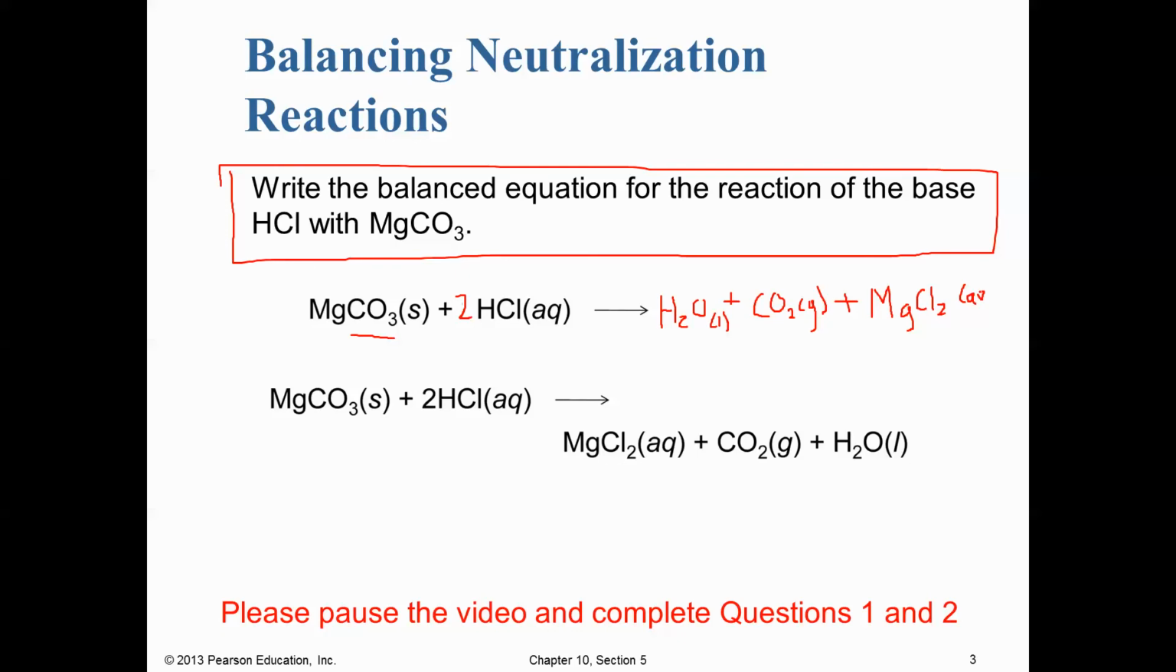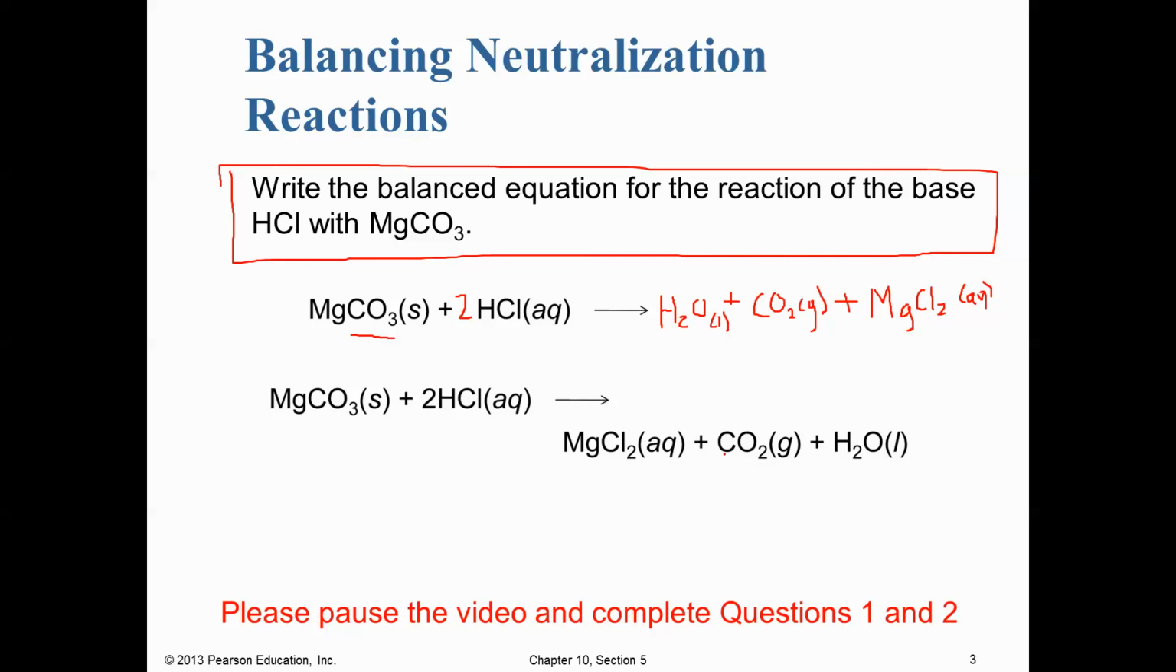So I want to point out that these reactions are generally going to produce water, sometimes CO2 if we have carbonate or bicarbonate, as well as some sort of ionic compound. And people sometimes call these ionic compounds salts. So just a heads up there, in chemistry that term salt and ionic compound are kind of interchangeable terms. So I'd like you to pause the video and please complete questions 1 and 2.